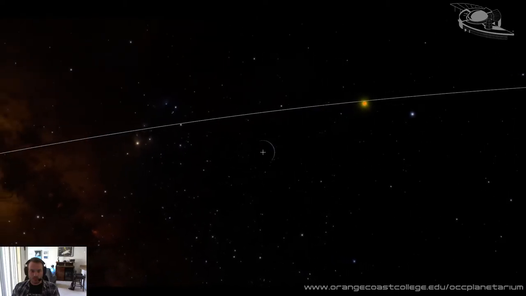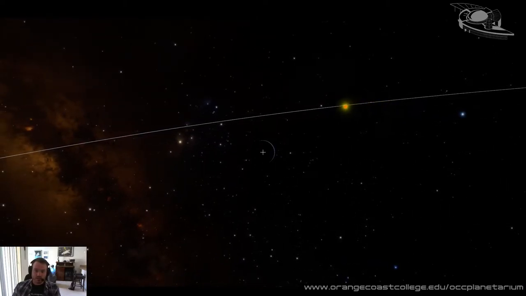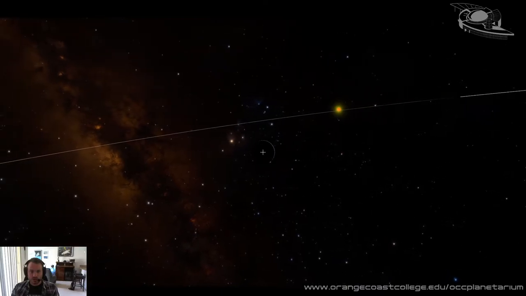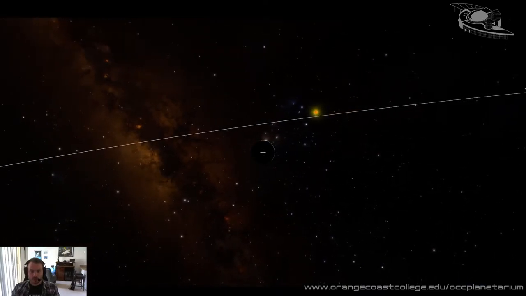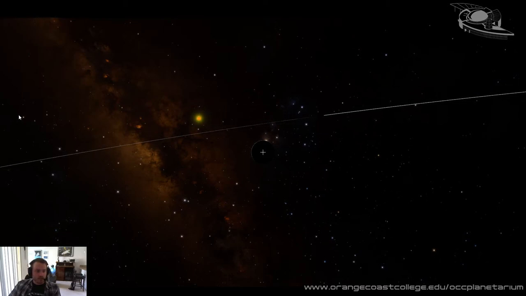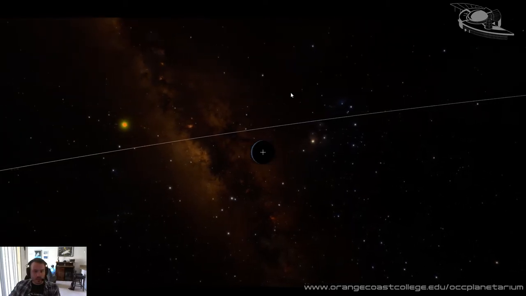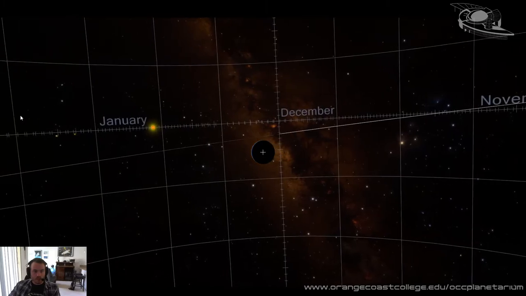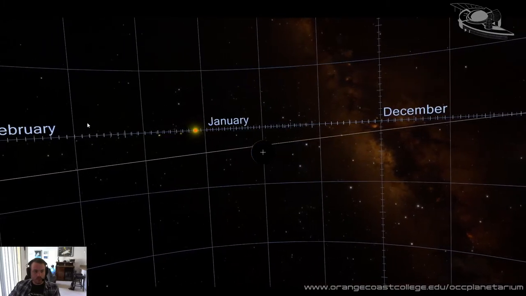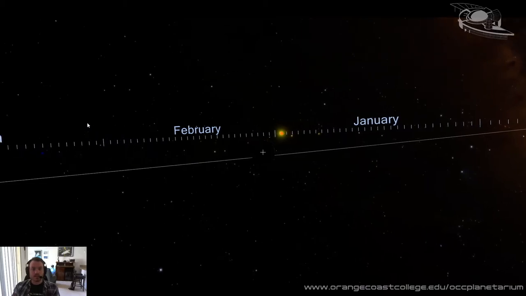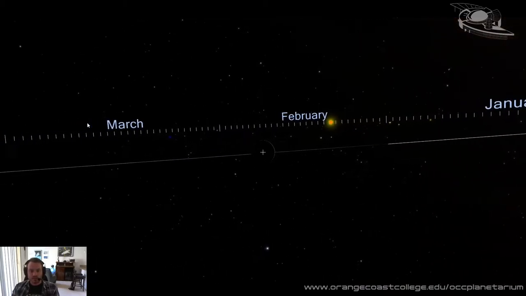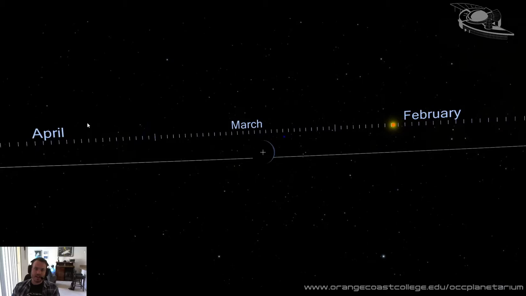We can watch over the course of several months as the sun seems to just scoot along against those background stars. We can trace out a line that follows the path that the sun does that we call the ecliptic. So the ecliptic is the line that the sun follows through the sky, keeping in mind that it's not actually the sun moving.